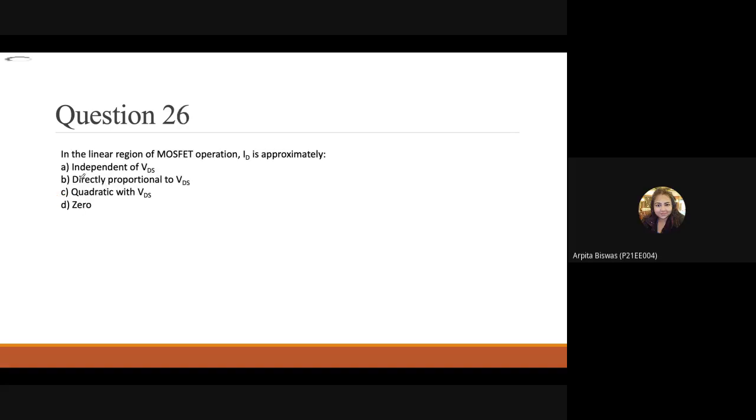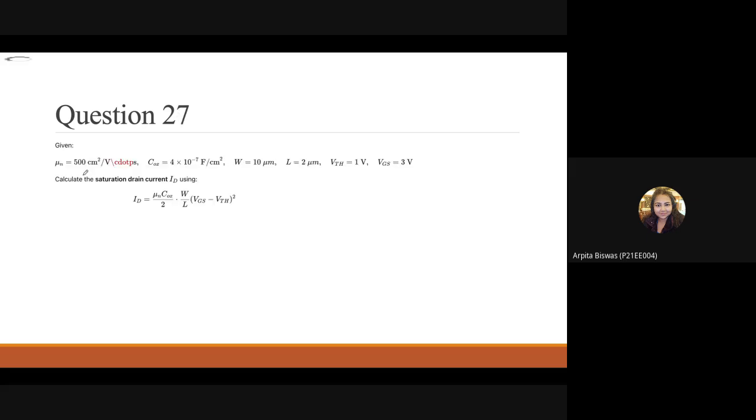Question number 26. In the linear region of MOSFET operation, ID is approximately independent of VDS, directly proportional to VDS, quadratic with VDS, or zero. Directly proportional to VDS. Yes, directly proportional to the VDS. Option B is the right option. Good.